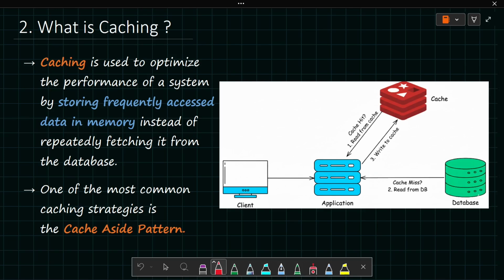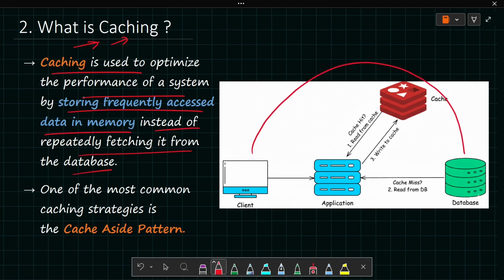Now let's try to briefly understand what exactly caching is. Caching is used to optimize the performance of a system by storing the frequently accessed data in memory. So instead of repeatedly going and traversing to the database, you are just storing it in the cache memory. For the first time you store it in the cache memory, and when you go to the cache memory for the second time, you check whether it is present or not. If it is not present, then you go to the database again. This is how you are optimizing it.